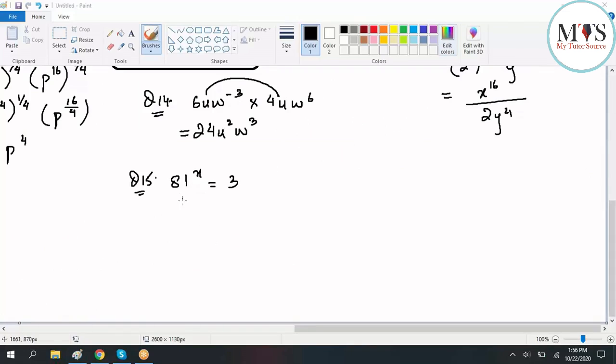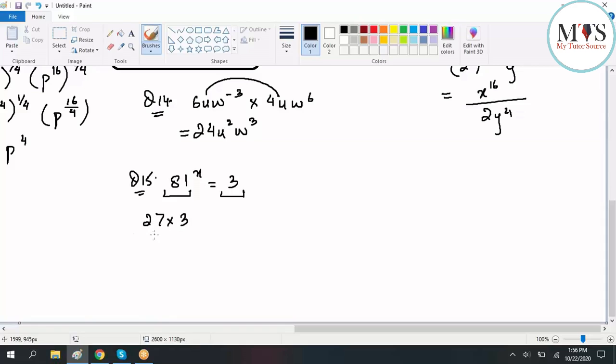So the basic thing to do in this is to convert the numbers into the same base. We already have 3 in a prime number base. So the next thing to do is to convert 81. Is 81 divisible by 3? Yeah. So 81 is 3 times what? 3 times 27 gives us 81. So 27 times 3.